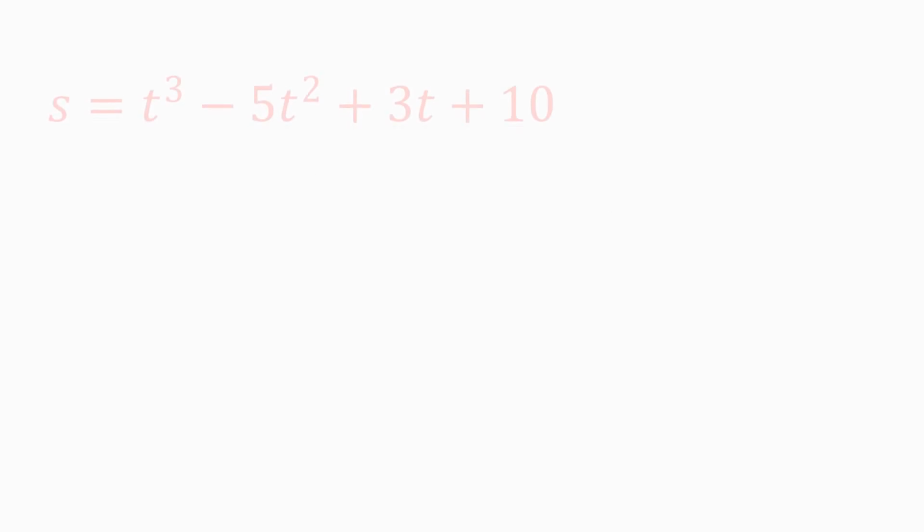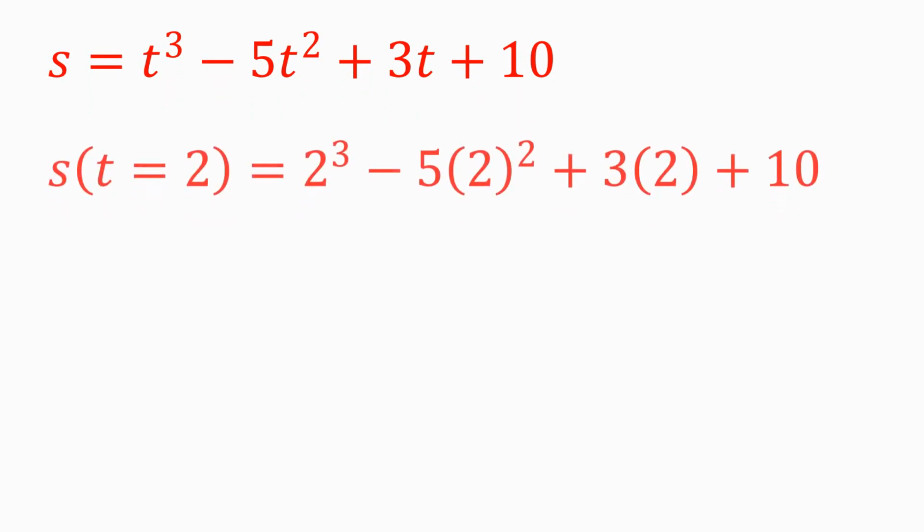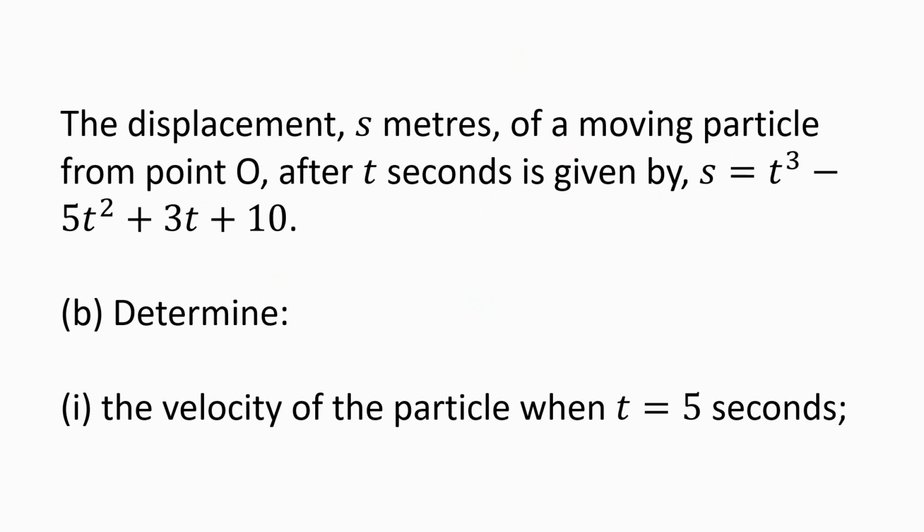We have our equation of s, which is t cubed minus 5t squared plus 3t plus 10. So we substitute t by 2, and once you compute this, you obtain 4 meters. Part B1, determine the velocity of the particle when t equals 5 seconds.